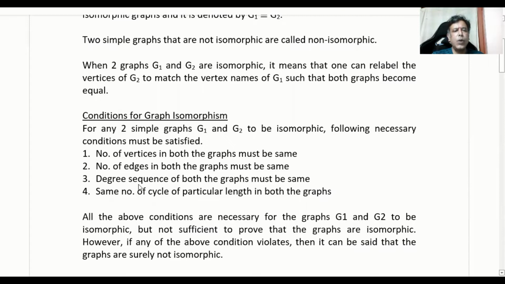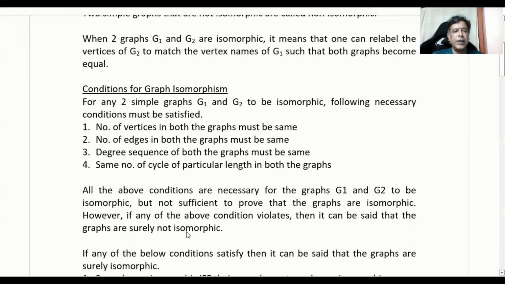That doesn't mean that once these conditions are satisfied, we can conclude that they are isomorphic. We can only conclude that they may be isomorphic. That means there are some sufficient conditions also which we need to check. All the above conditions are necessary for G1 and G2 to be isomorphic, but not sufficient to prove that the graphs are isomorphic. However, if any of the above conditions is violated, then it can be said that the graphs are surely not isomorphic.